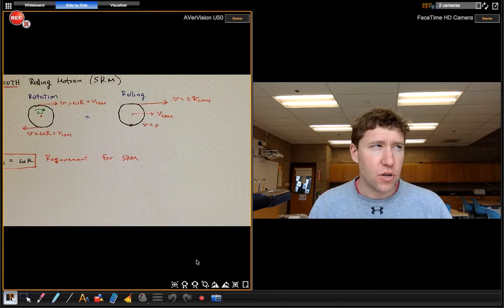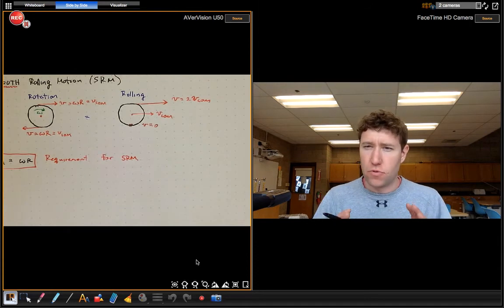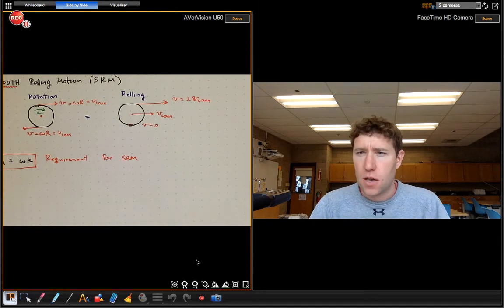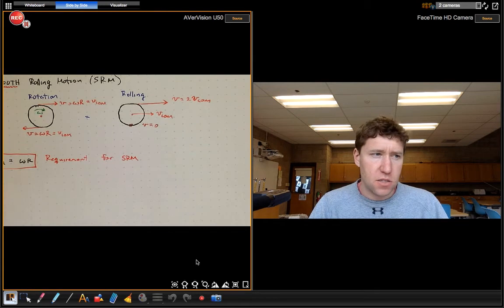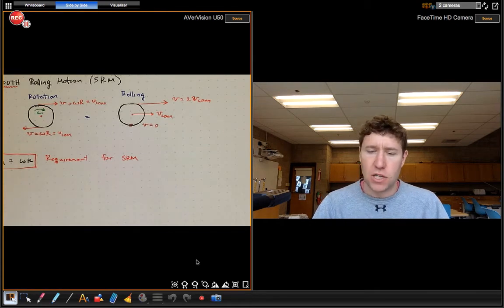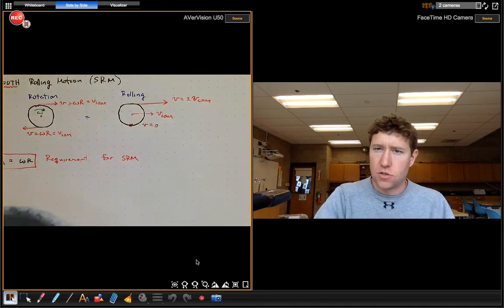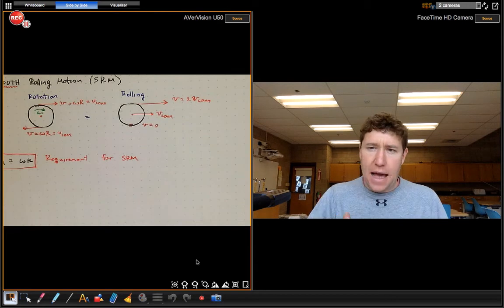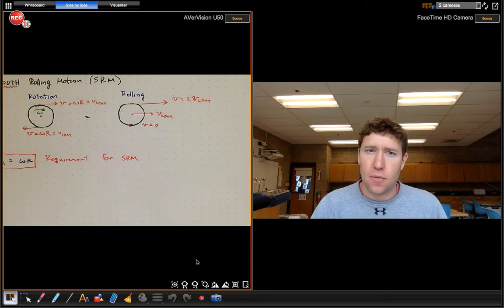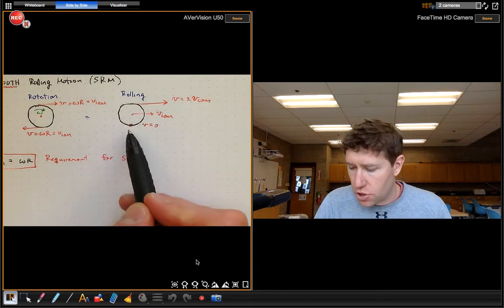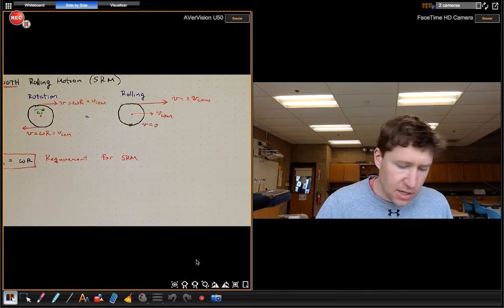Or alternatively, think about the rear wheel of a bike. If you get on your bike and maybe it's sand or there's soft ground and you start pedaling really, really hard, that back wheel might slip as you get moving. And as that back wheel slips, that's not smooth rolling motion. You're not going to have 0 velocity there.